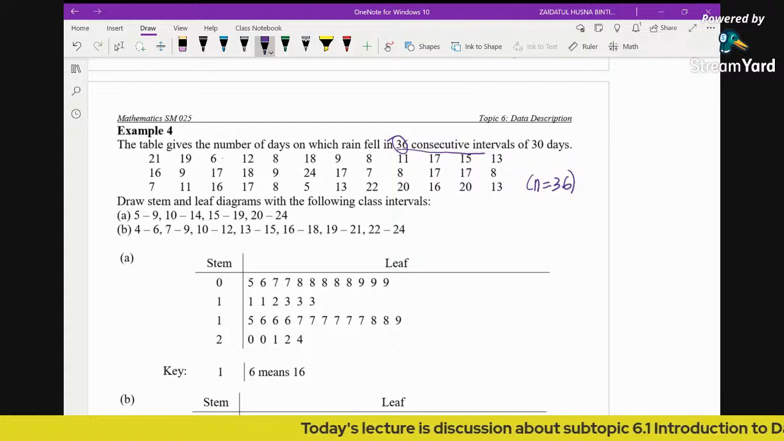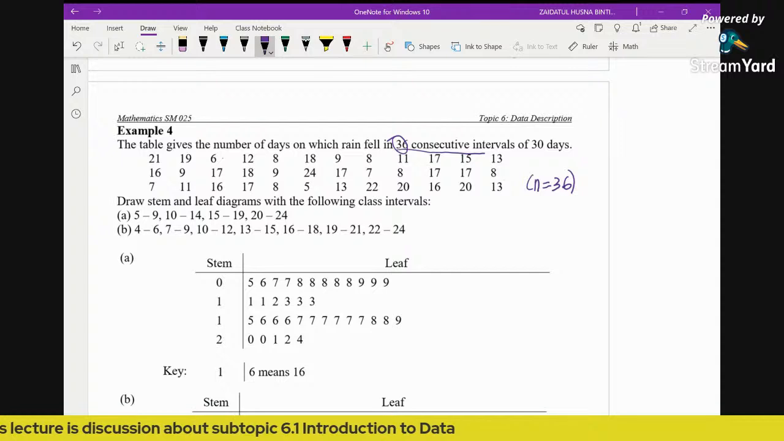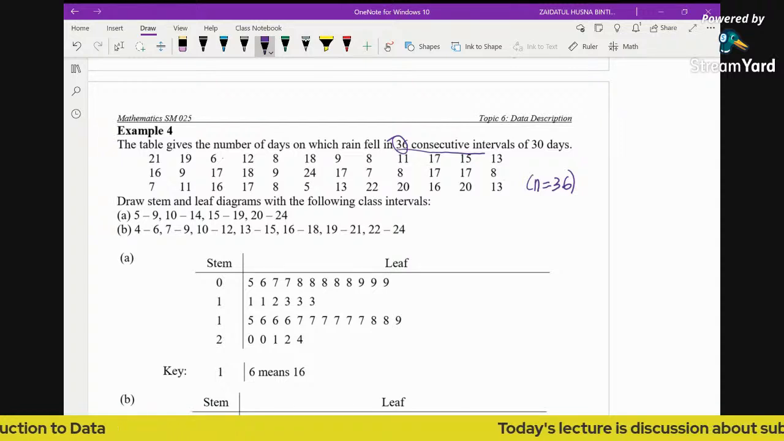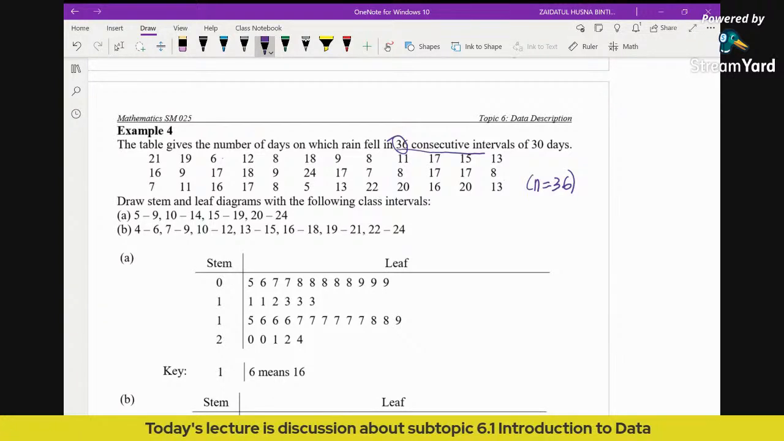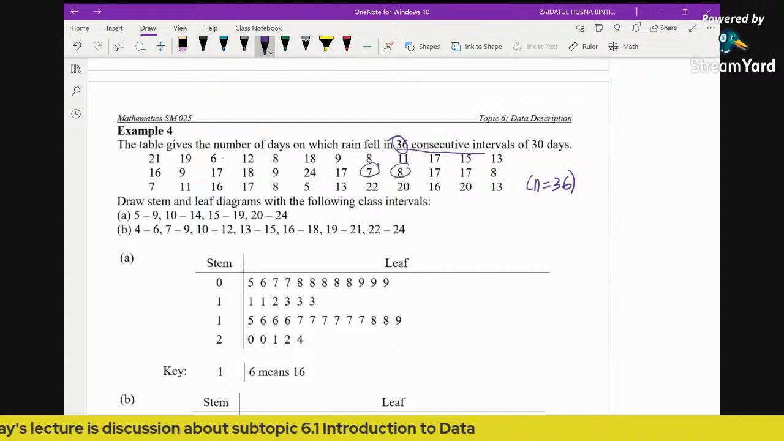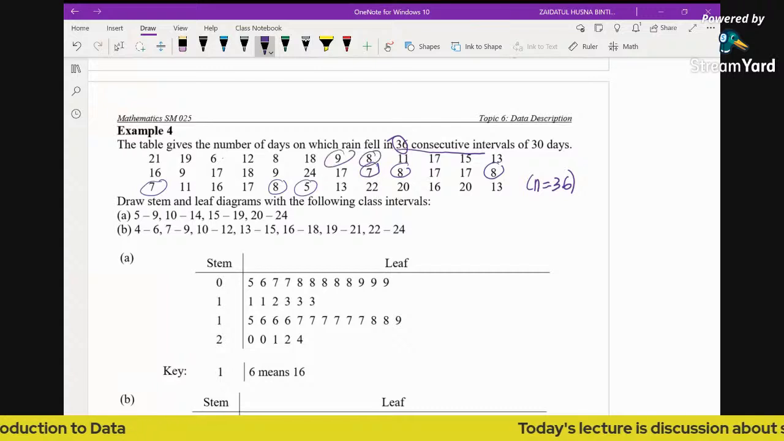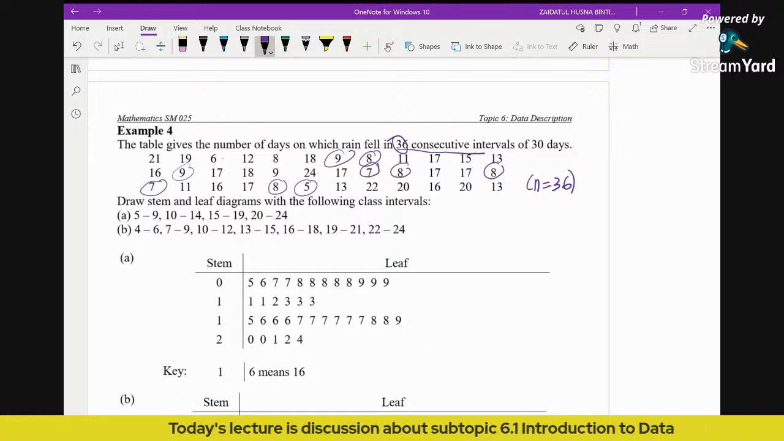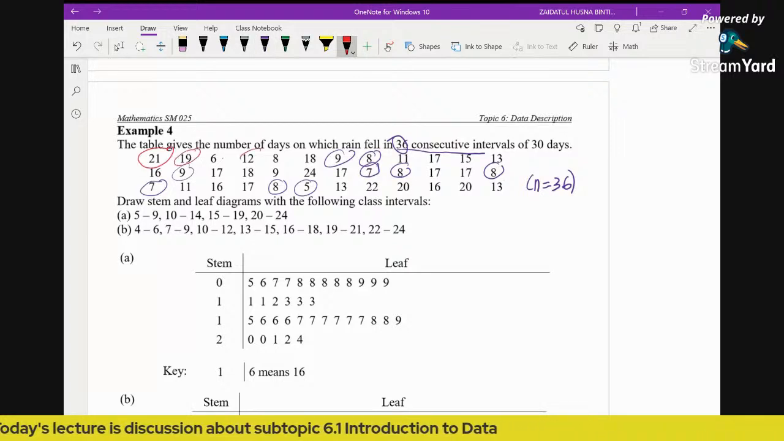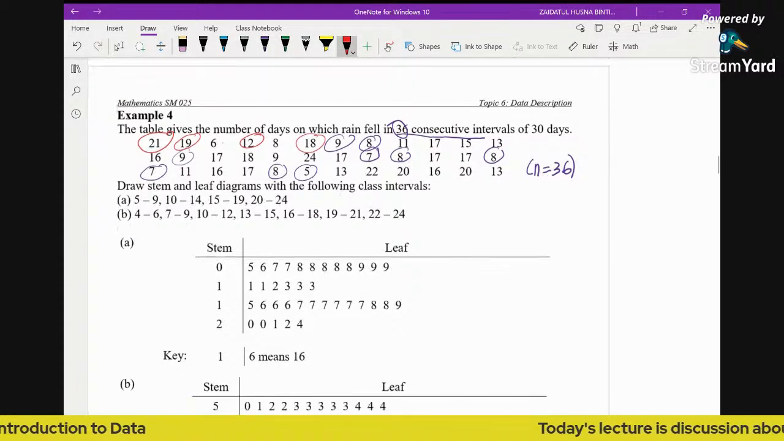Now, how to draw a stem and leaf diagram with the following class intervals? The data come in two different types of digits. The first ones are one-digit numbers: 7, 8, 8, 7, 5, 8, 9 and 8, while the rest are two-digit numbers, 12, 18 and so on. So how can we draw the stem and leaf?